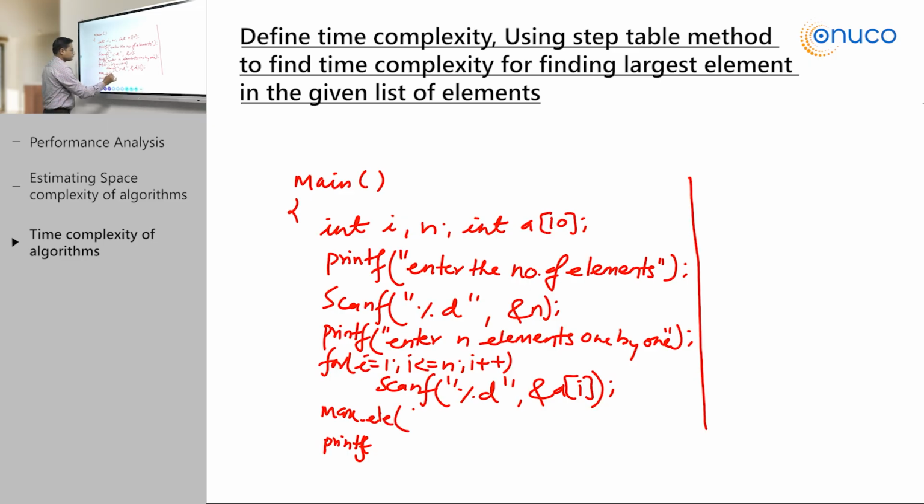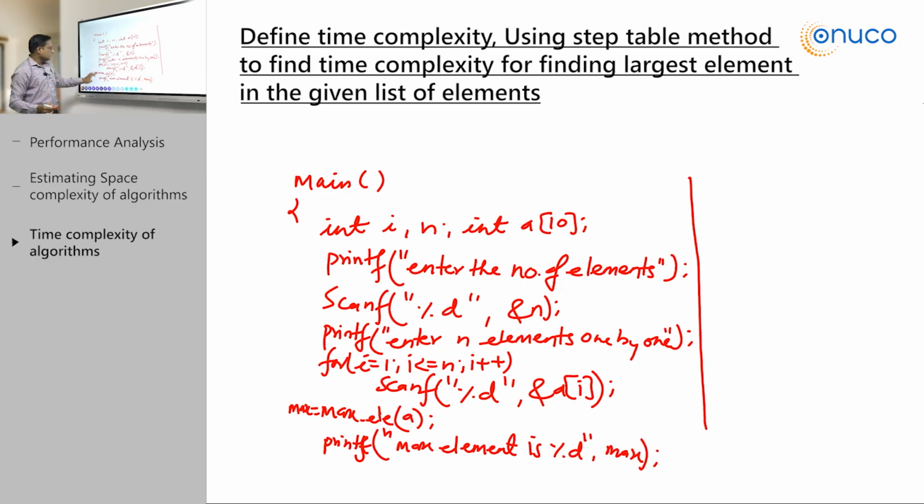Max element is a function. So here is a calling function, and here you are going to print "max element is %d", and say here we are having some values, max is equal to max element. So max is a variable, max element is a function we are going to use, and a is an array name. So max, you can print it, it will give you the maximum value. But before that, we need to use this function max element.